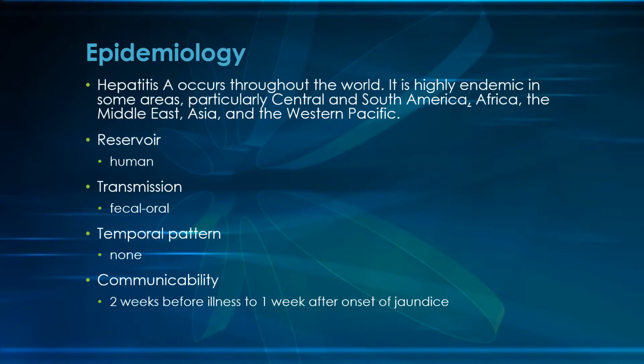Hepatitis A occurs throughout the world. It is highly endemic in some areas, particularly Central and South America, Africa, the Middle East, Asia, and the Western Pacific. Its reservoir is human, transmission is fecal-oral. The temporal pattern, there isn't one, and communicability is 2 weeks before illness to 1 week after onset of jaundice.